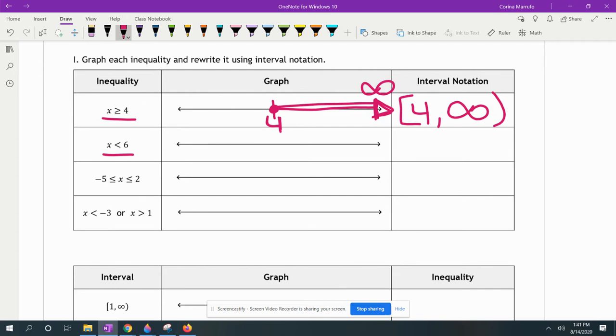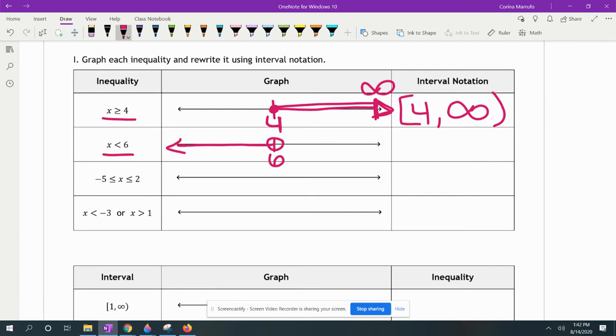x is less than 6. So here we're going to put a 6. All the numbers less than 6 are this way. Since it's less than but not equal to 6, this is a case where we have an open circle.